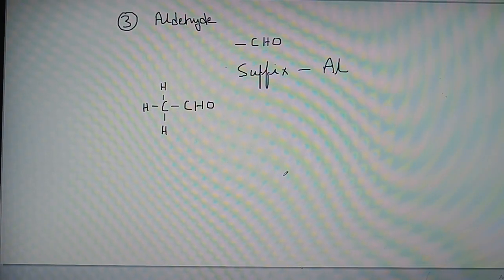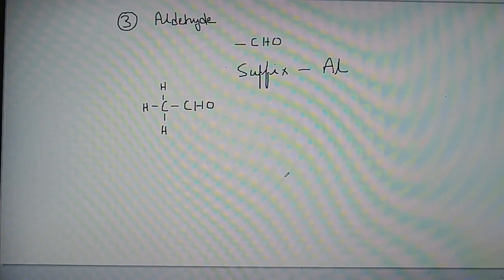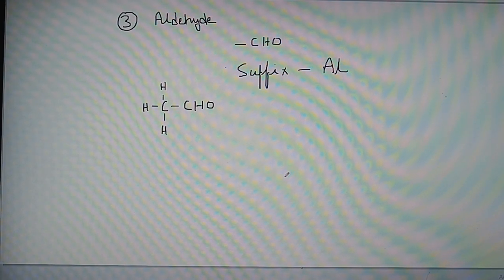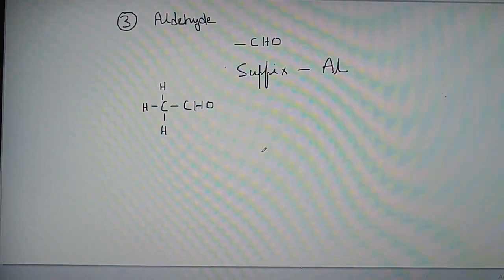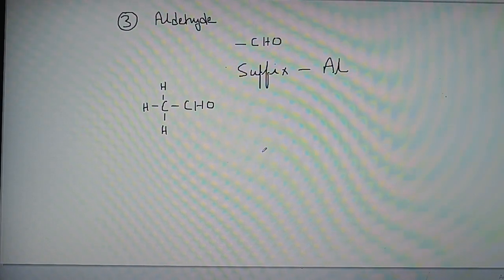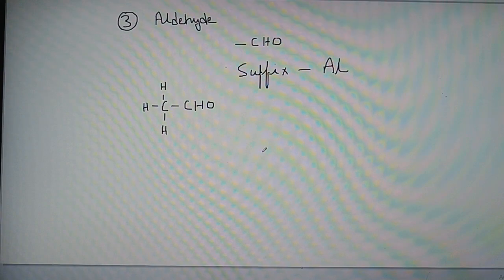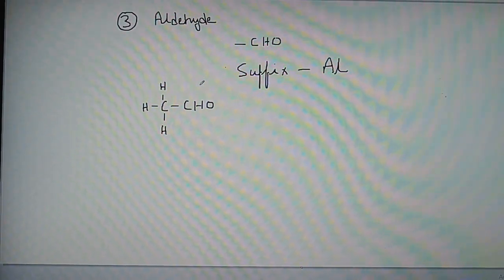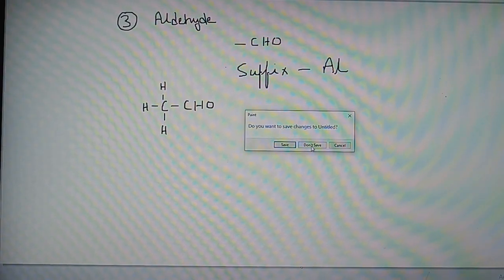Then C2H5CHO. The idea is very simple: CH3, C2H5, C3H7, C4H9. This is how the alkyl groups go. So you just keep adding them. Everything will increase.